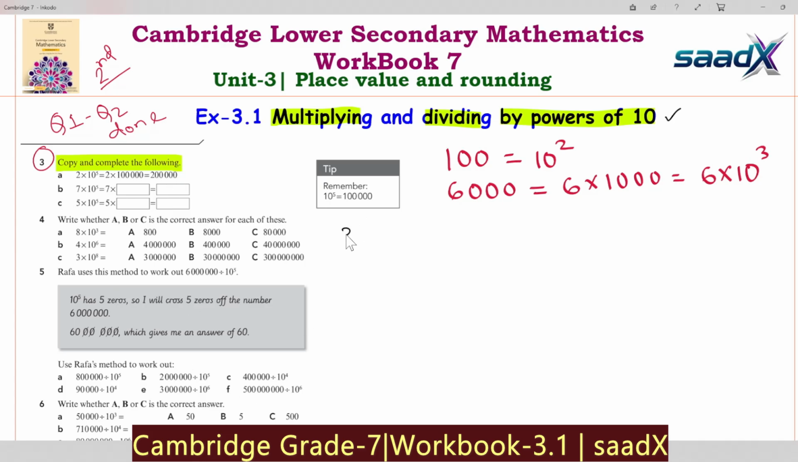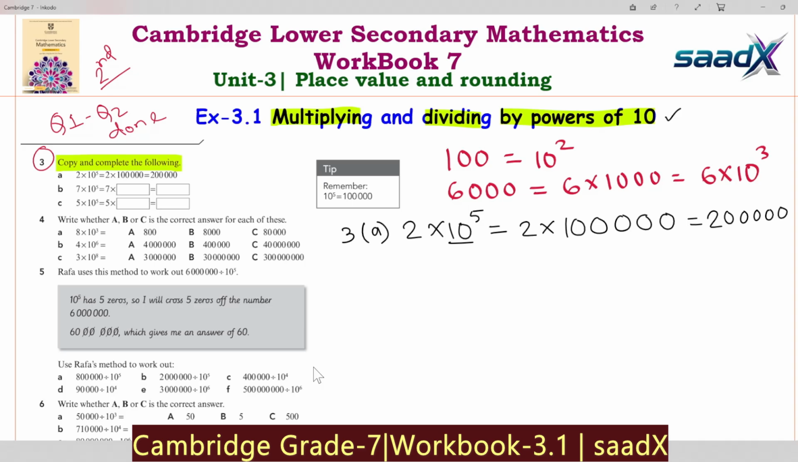Here the first question is already solved, which is 2 times 10 to the power 5. What does it mean? 2 times 10 to the power 5 means 1 and 5 zeros: 1, 2, 3, 4, 5. Once we multiply by 2, it becomes 2 and then 5 zeros. So what about the next one?